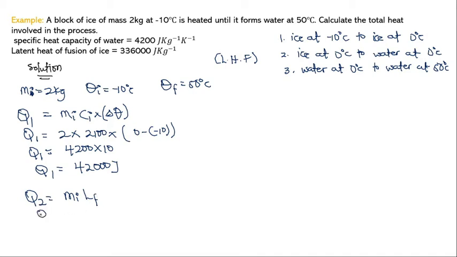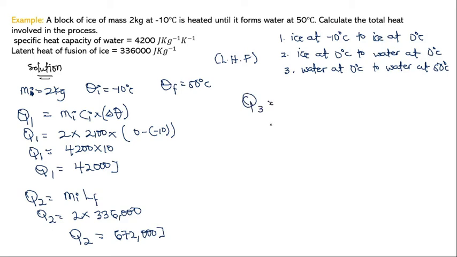So in this case, Q2 is equal to the mass, which is still 2, multiplied by the latent heat of fusion of ice, which is 336,000. Okay, so it means Q2, or the heat involved in converting the ice to water at the same temperature, in this case, is 672,000 joules.